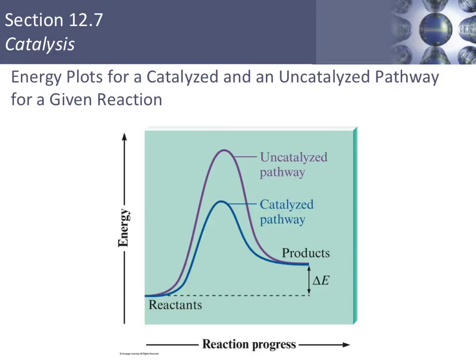This graph shows the energy for a catalyzed and uncatalyzed reaction. Notice that the delta E is unchanged, whether the reaction has a catalyst or not. The activation energy for the catalyzed reaction is lower for the forward reaction and for the reverse as well. Remember, the reverse reaction is when the products go back and reform the reactants.